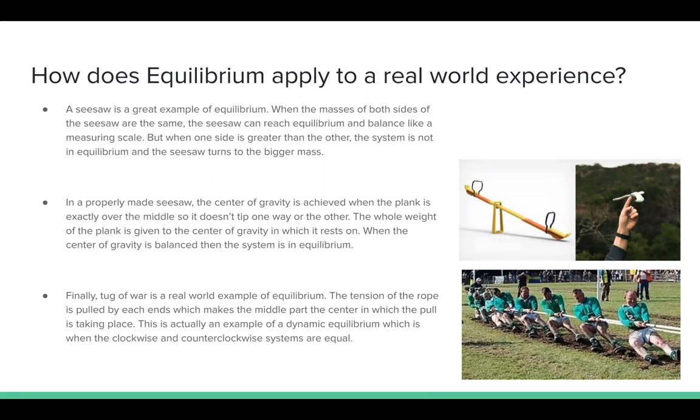Finally, tug of war is a real world example of equilibrium. The tension on the rope is pulled by each end, which makes the middle part the center in which the pull is taking place. This is actually an example of dynamic equilibrium, which is when the clockwise and counterclockwise systems are equal.